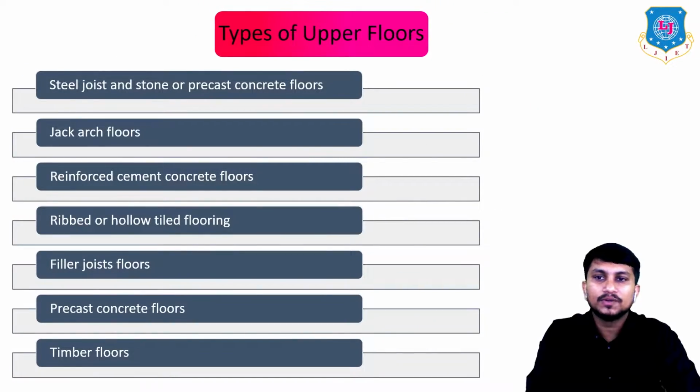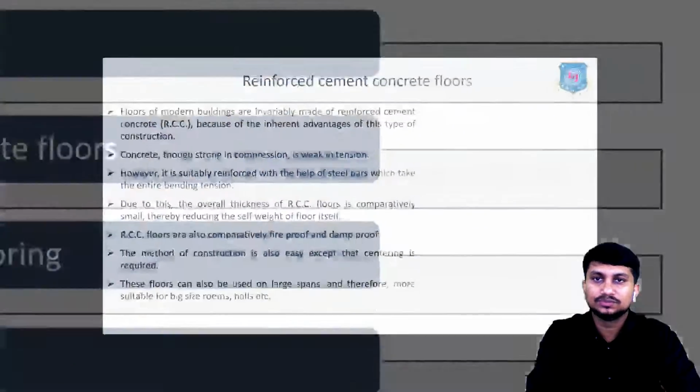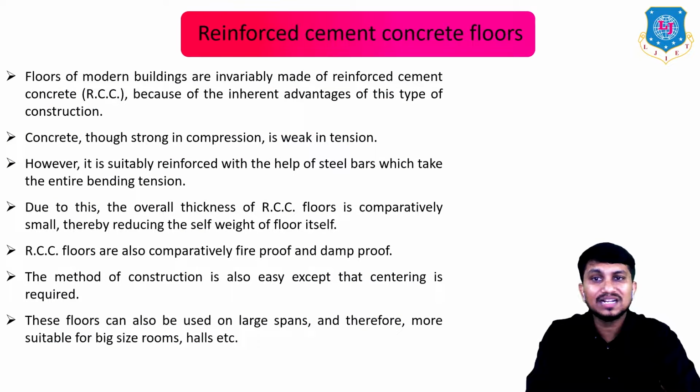The third type of upper floor is reinforced cement concrete floors. Floors of modern buildings are invariably made of reinforced cement concrete, RCC, because of the inherent advantages of this type of construction. Concrete, though strong in compression, is weak in tension. However, it is suitably reinforced with the help of steel bars which take the entire bending tension. So if we use steel bars in the concrete, it reduces the weakness of concrete due to tension.